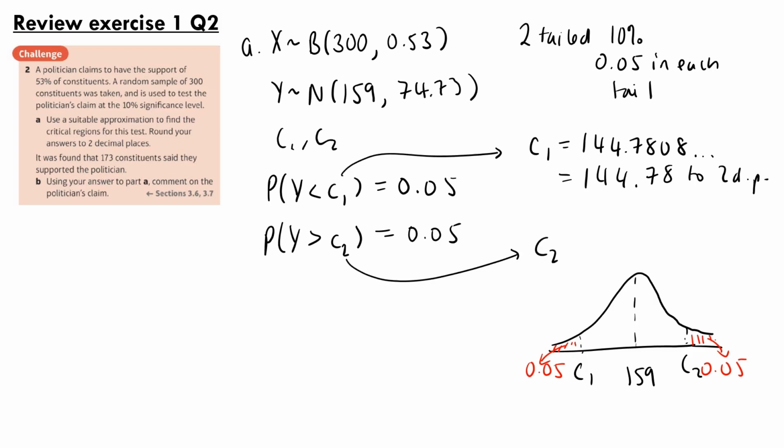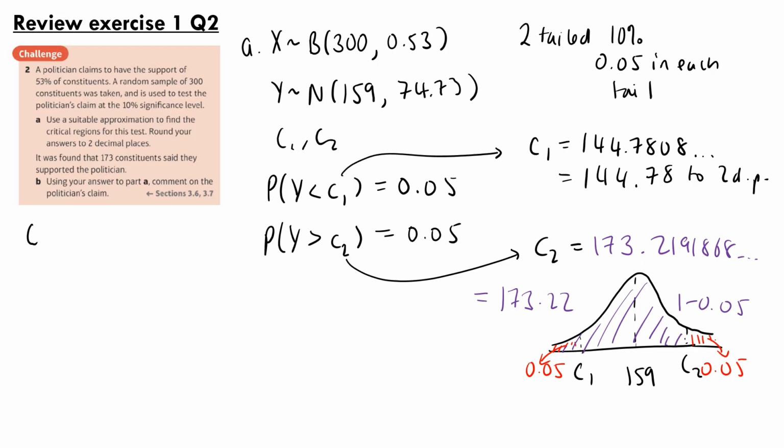And then C2, if we plug in the area of 0.95, because that's the area to the left of C2, it's going to be 1 minus 0.05. So C2 then is equal to 173.2191868, and to 2 decimal places, that is 173.22. So then our critical region is going to be y is less than 144.78, or y is greater than 173.22 to 2 decimal places.